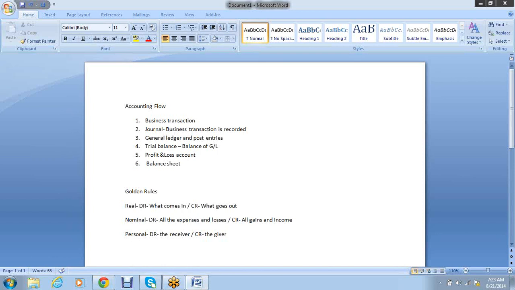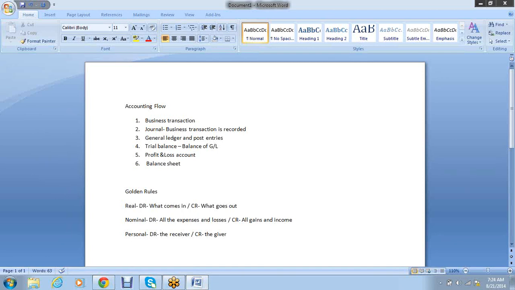Complete accounting is based upon this golden rule, and this is standard throughout the world. Everywhere in the world it is standard, here in India, the US, wherever you go. With the golden rules, in the personal account we debit the receiver because he is receiving some goods, and however he is going to pay some amount to the creditor, that's why he's a debtor.